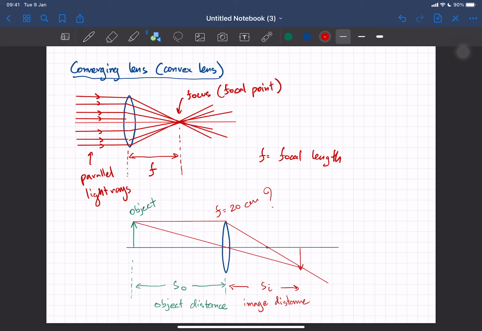So we can draw that line like this. Right. So make sure that it's going through the focus point. And where these two lines intersect on the right-hand side, that's going to be the tip of the image. So these are the only two light rays that you need to draw. And once we have that, that's going to be the location of the image.